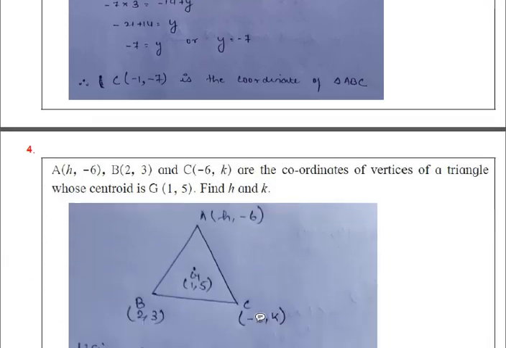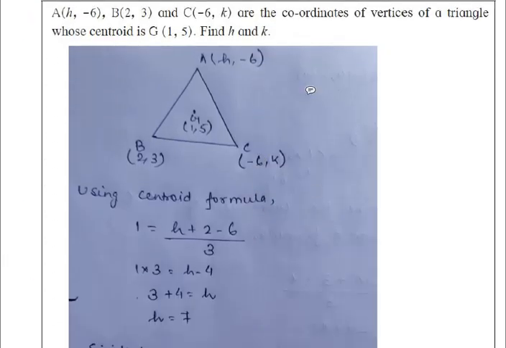Let's see the last question now. Again a very simple question. There are 3 points given, A, B, C, but in these 3 points 2 values are not known to me. I don't know H, I don't know K. H and K are variables over here. But the centroid is given to me, and I have to find the values of H and K. How do I do that?